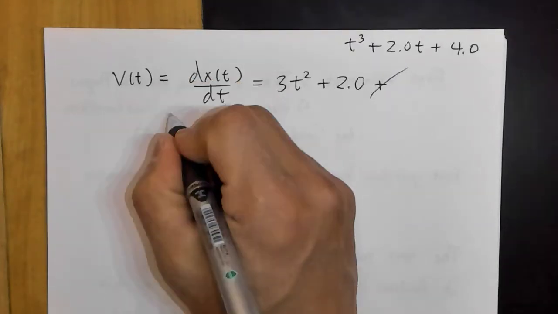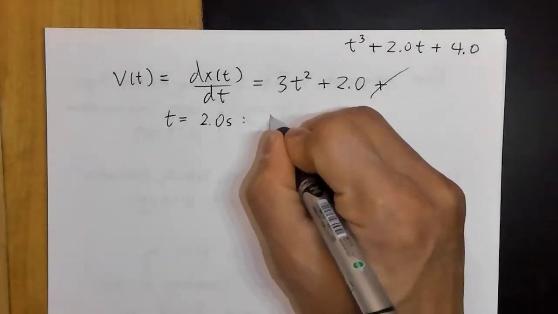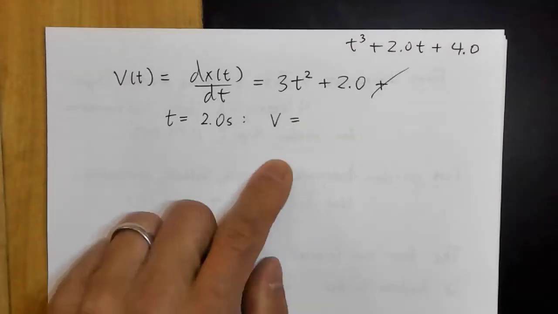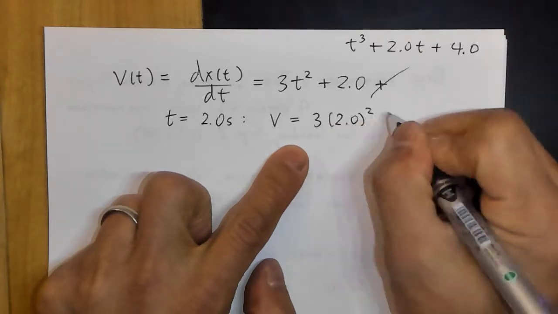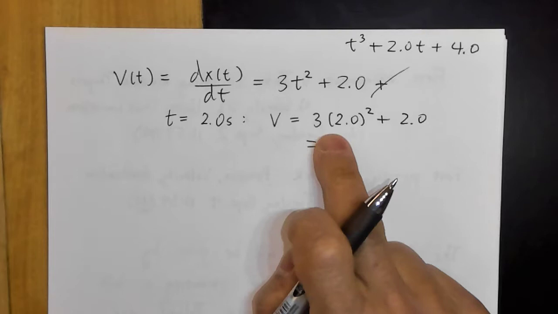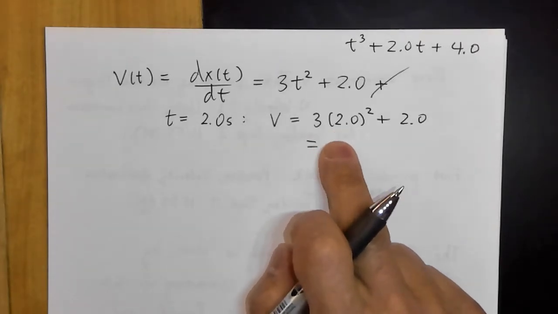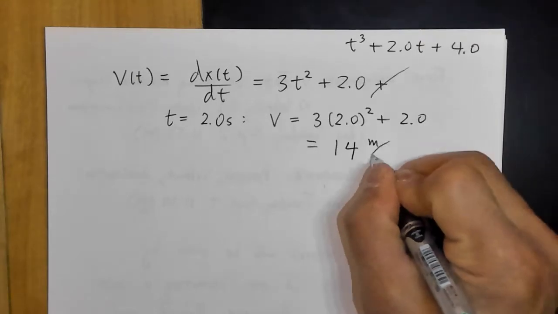All right, now we just simply take t equal to 2.0 seconds. So then for v, we just plug in 2.0 wherever we see the t. So we have 3 times 2.0 squared, plus 2.0. 3 times 2 squared, 2 squared is 4. 3 times 4 is 12. 12 plus 2 is 14. So 14 meters per second.